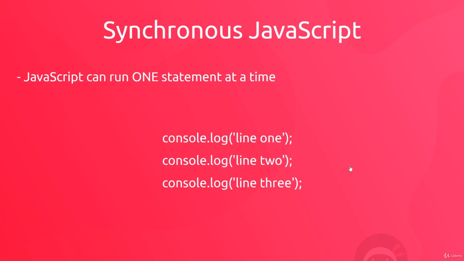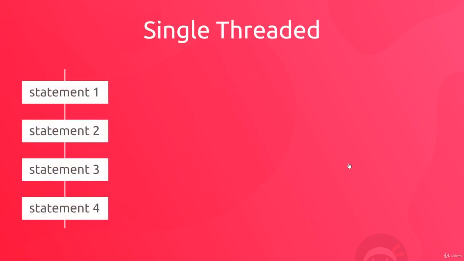Now you might hear JavaScript being called a single-threaded language, and that essentially means the same thing. A thread is like an ordered sequence of statements, and only one of those statements can run at a time. So this is the crux of synchronous code, one statement being executed at a time after one another.